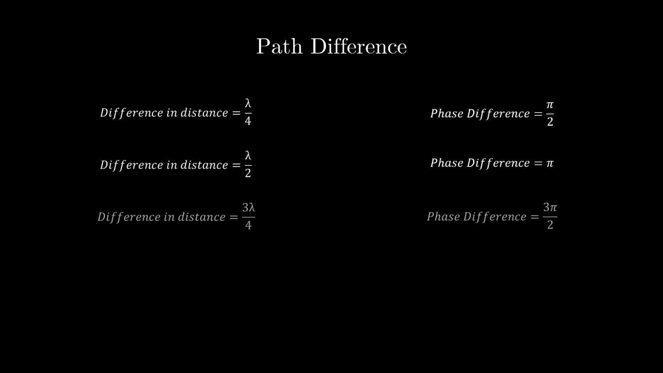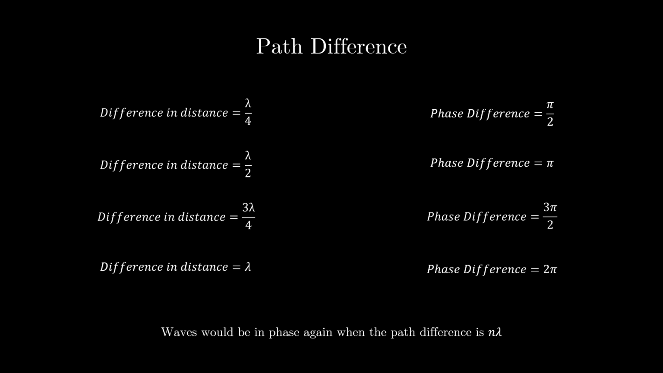Here are some important relations between phase difference and path difference. A path difference of half a wavelength corresponds to a phase difference of pi. A path difference of 1 full wavelength corresponds to a phase difference of 2 pi. This shows that waves will be in phase again for every multiple of the wavelength.